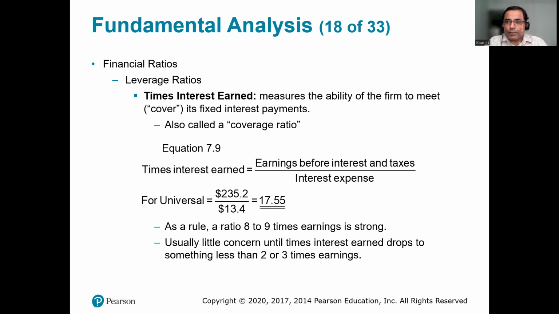Times interest earned. This is also called coverage ratio. We look at earnings before interest and tax, and then we look at the interest expense. So whatever is the company's performance or whatever is the company's cash position before paying out interest, is it sufficient to cover interest? As a rule, it should be 8 to 9 or a higher value. But if the ratio falls to 2 or 3 or lower, then this is a cause of concern that the company is not doing business in a way that it can cover its debt obligations.